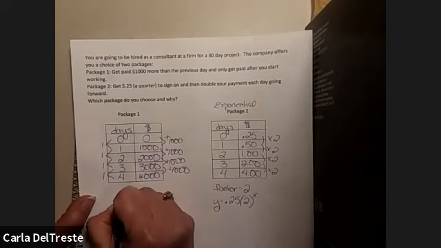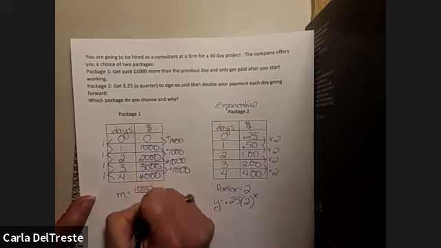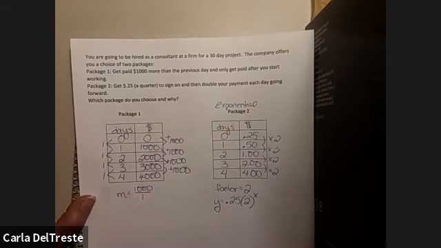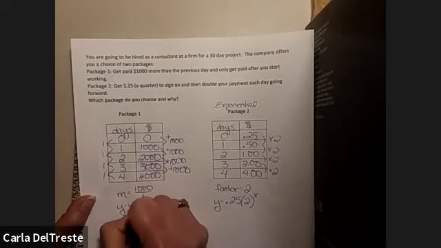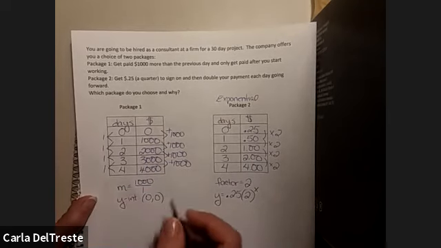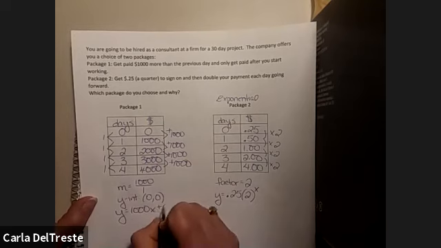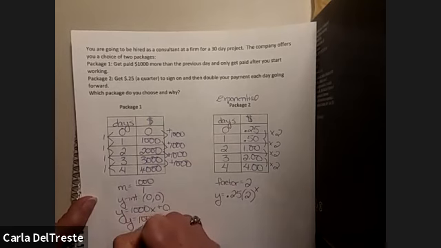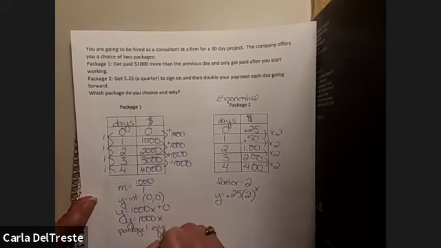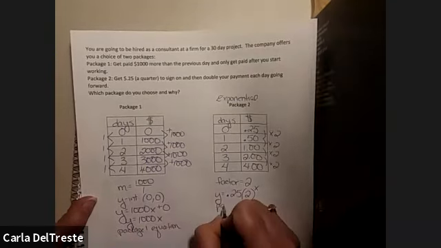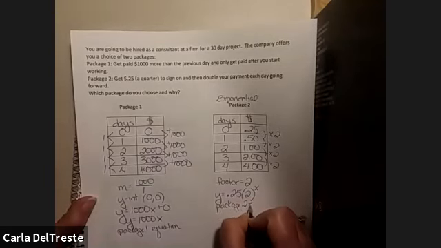I now know that my slope is 1,000 for every 1 day that goes by. My y-intercept here is 0, 0, because if I don't work, I don't get paid. And that means that my equation is going to be y equals 1,000x plus 0, and you don't have to write the plus 0. So y equals 1,000x. So this is going to be my package 1 equation. And this is my package 2 equation.